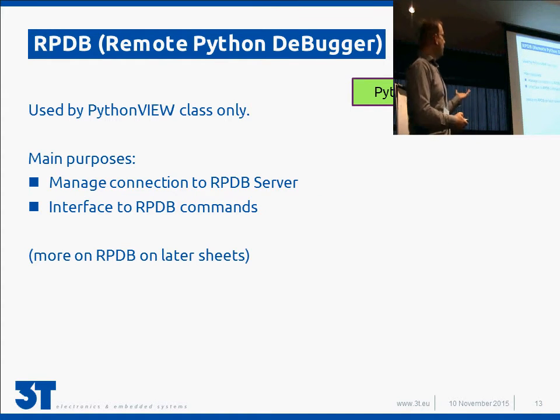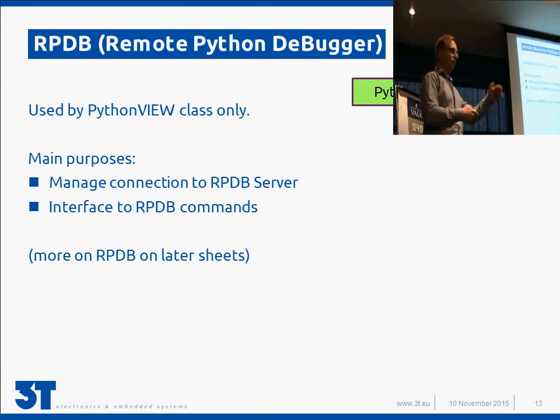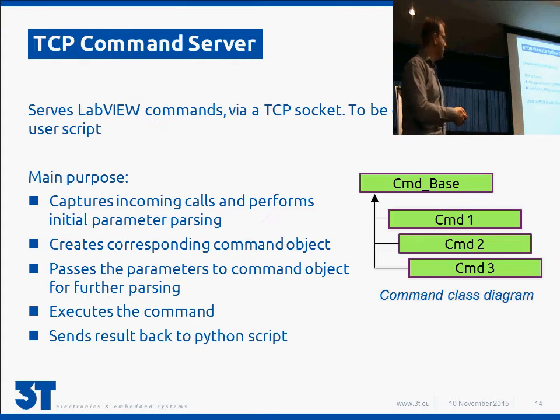And then there's the remote Python debugger class, and its main purpose is to manage the remote debugger server, so it facilitates all the methods to control your script. So this class has methods like to step through, to take one step through the code, or to run the code, etc. Later I will tell more about that. There's one sheet more.